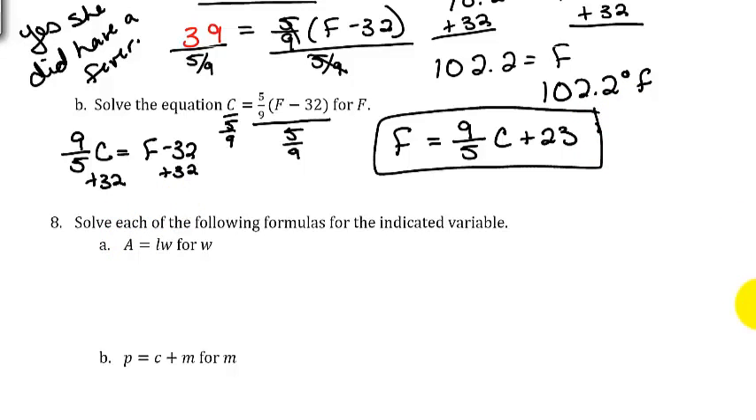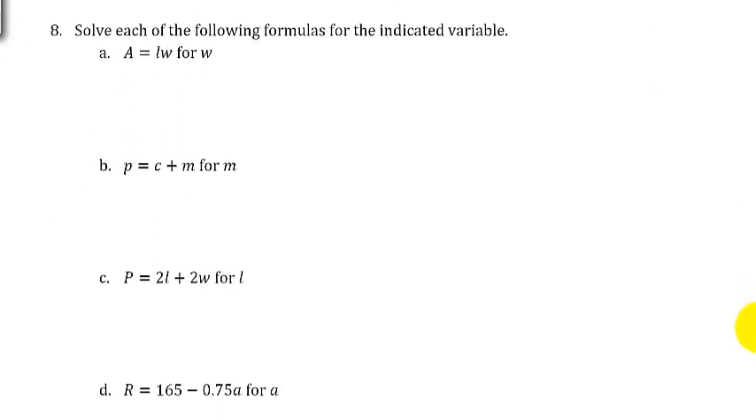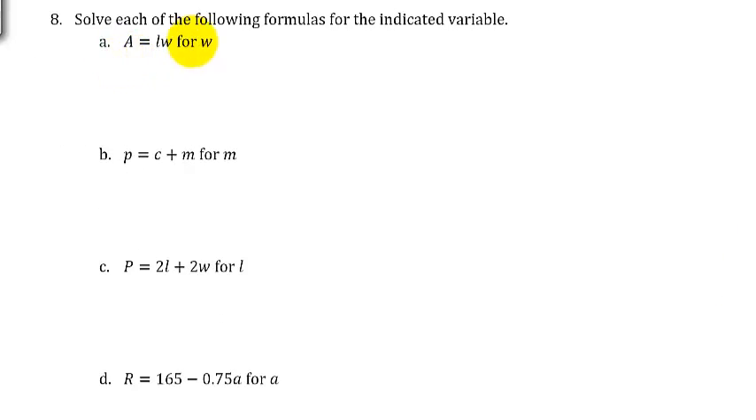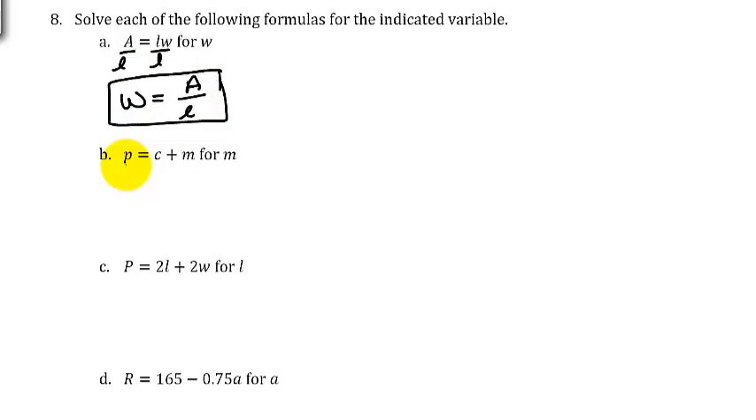Now in the next couple of examples, we're going to be solving them for the indicated variable. This is the formula for a rectangle. A equals LW. We want to solve it for W. So we want to get this W alone, so I have to divide both sides by L, giving us the equation W equals A divided by L. In the next one, we have P equals C plus M. We want to solve it for M. That means I have to subtract C from both sides, and we get M is equal to P minus C.